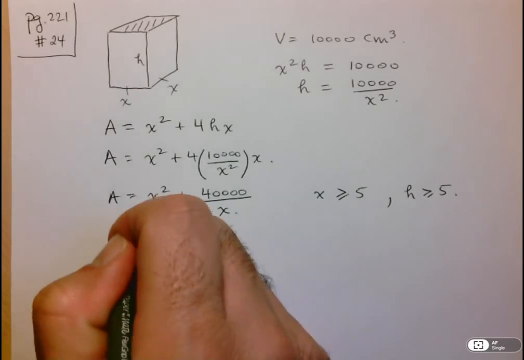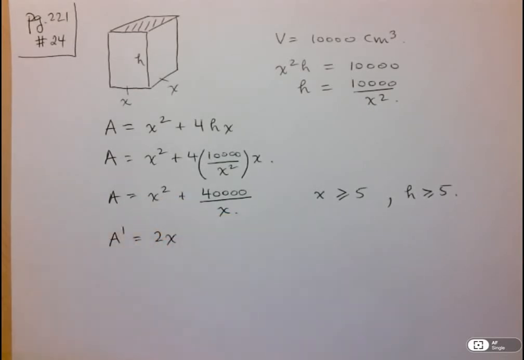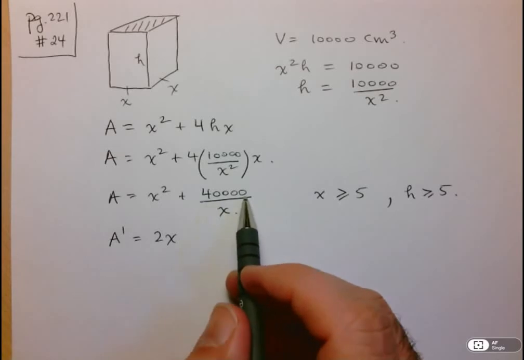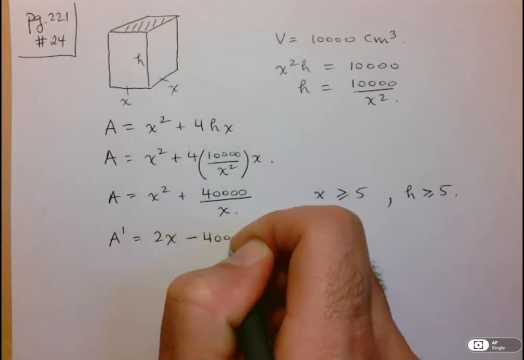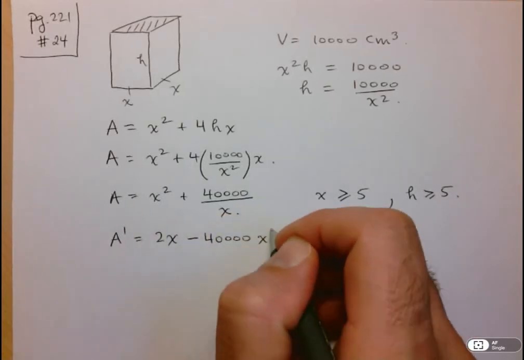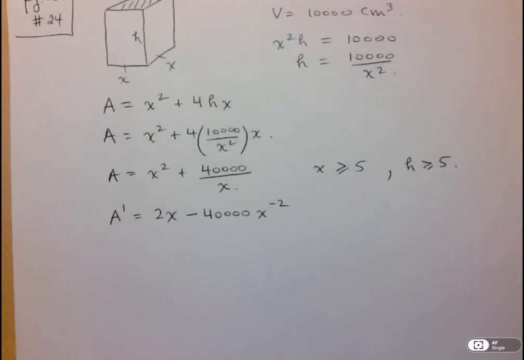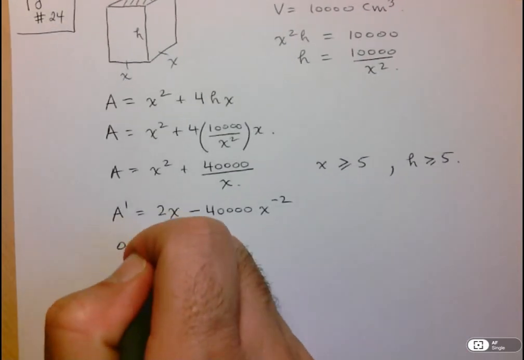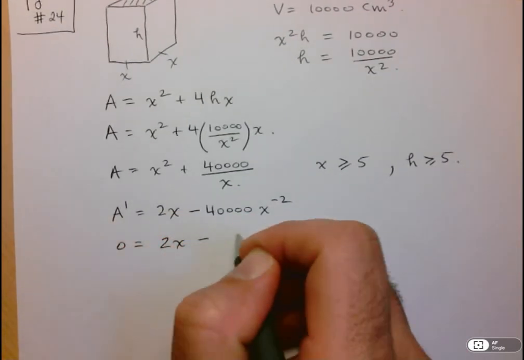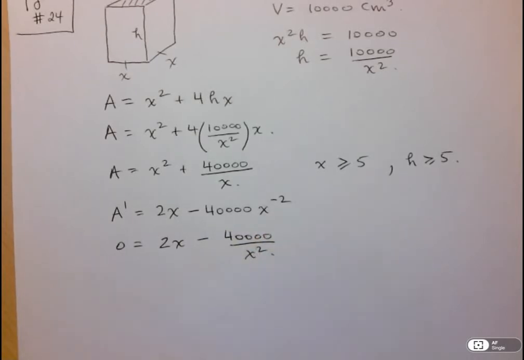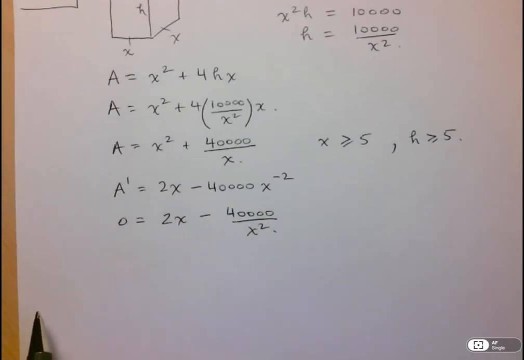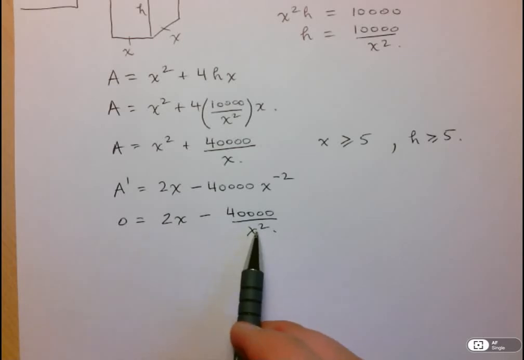So we take the derivative here. We've got 2x, and here think of this as 40,000 times x to the minus 1, so try to avoid using the quotient rule here. The derivative of x to the minus 1 is negative 1, so this will become negative 40,000 times x to the minus 2. Since we're looking for a critical point, we set the derivative equal to 0 and start simplifying the right-hand side. So this becomes 40,000 over x squared, and we're left with a rational equation, which we can solve by multiplying both sides by this denominator.